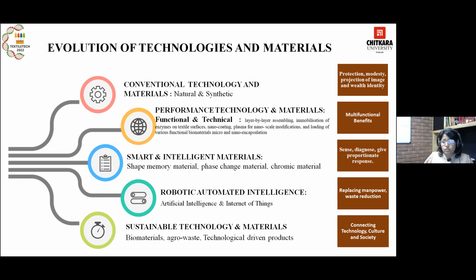In today's century, I can say that there are two important technologies which are taking place. One is robotic automated intelligence, replacing manpower but also reducing waste, which I will be talking about in the later slides, as well as sustainable technology and materials. As we all know, these kinds of sustainable technology and materials are connecting technology, culture, and society. So let us see these technologies one by one.